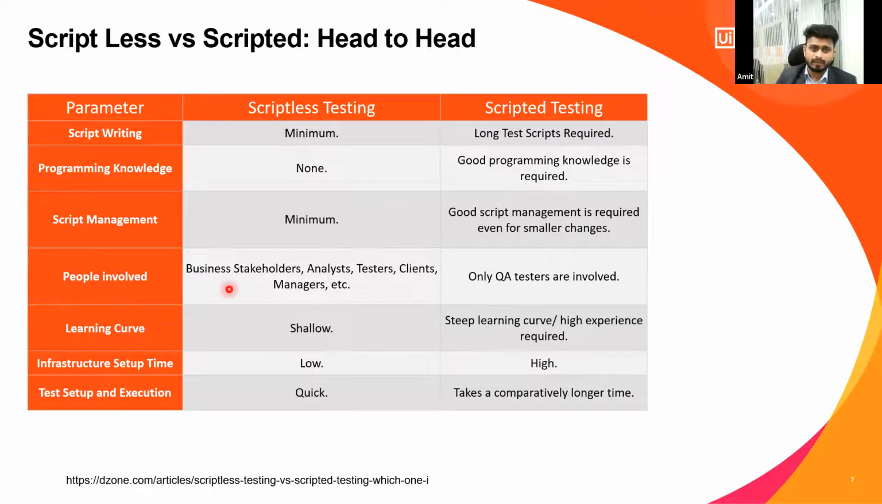People involved. In scriptless test automation, your business stakeholders, business analysts, test clients, managers, everyone can be involved, because they can see the automation results. They can run the automation by themselves as well. They can be a participant over there. But if you're going with scripted test automation, only the test automation engineer or QA person handles the entire test automation, because all these technical errors, logs, and everything need to be analyzed. Non-technical people can't understand those things, right? That's why only QA testers are involved.